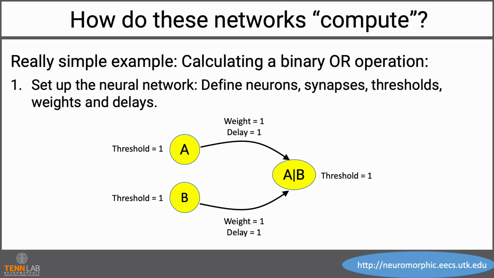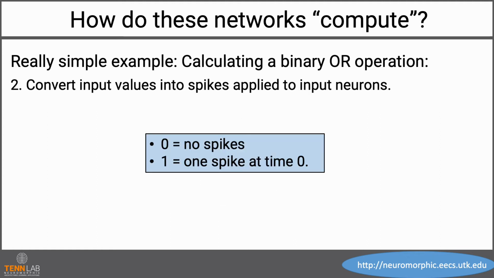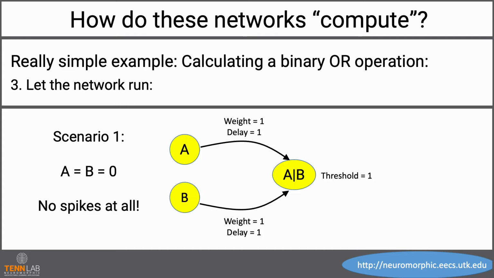This is a three neuron neural network, which computes a binary OR operation. And so I have all the parameter settings there in the picture. All the neurons have thresholds of 1. The two synapses have weights of 1 and delays of 1. And what this does is calculates a binary OR. So next, what we do is we have to convert our input values into spikes. So the way we're going to do that is if our input value is 0, we're not going to have any spikes. If our input is 1, then we're going to apply a spike to the appropriate input neuron at time 0. So let me give you the example.